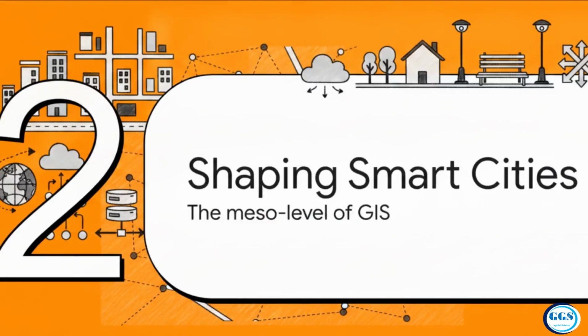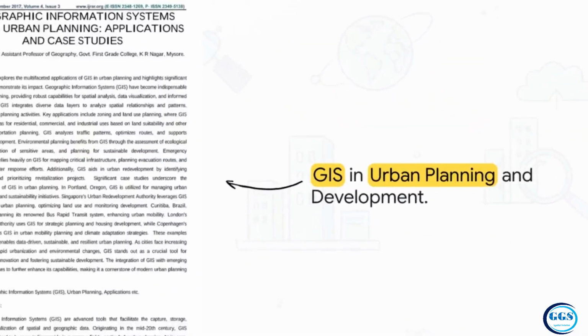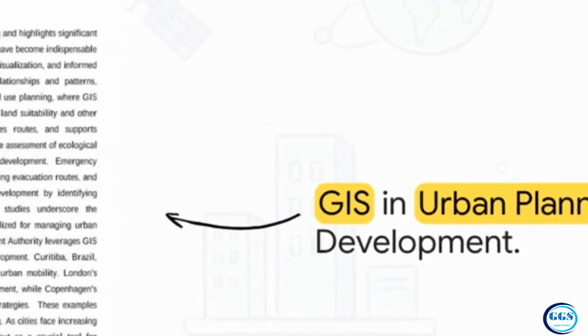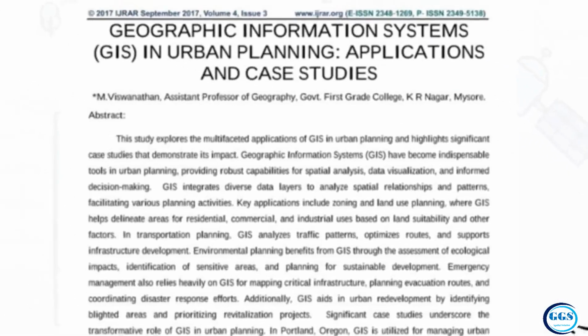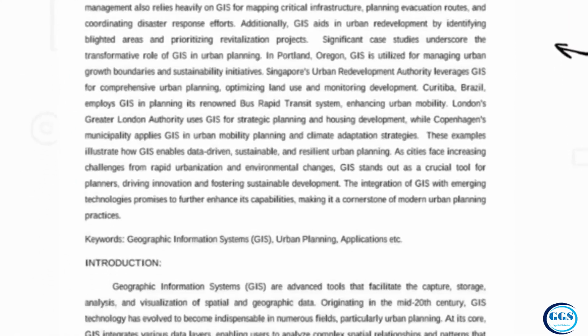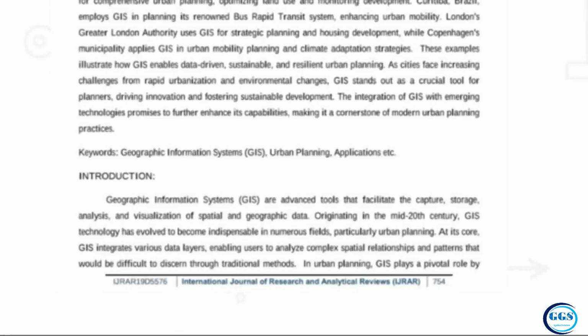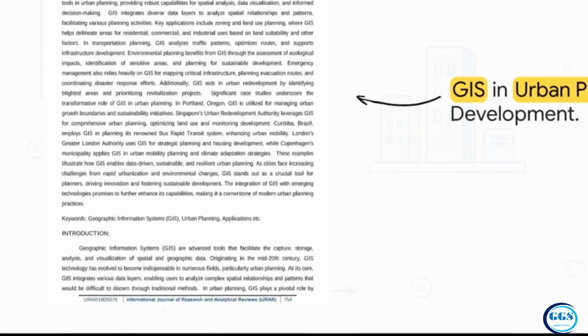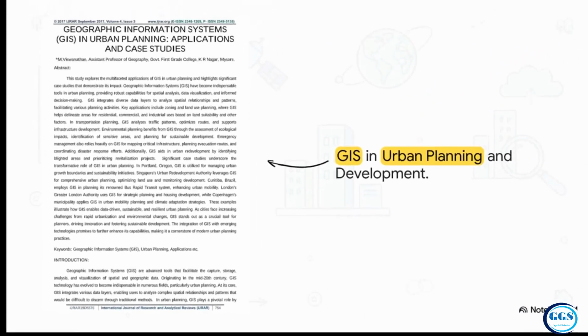Now we're shifting gears from our individual pockets up to the meso level, looking at how our actual communities are physically built, managed, and optimized. And this brilliantly illustrates application number 3, urban planning. City planners are dealing with incredibly rapid urbanization these days. GIS is exactly how a city like Portland, Oregon manages its urban growth boundaries while still balancing environmental conservation. Meanwhile, over in Singapore, their Urban Redevelopment Authority uses these exact same tools to optimize land use, plan public transportation, and monitor development in a super dense space.